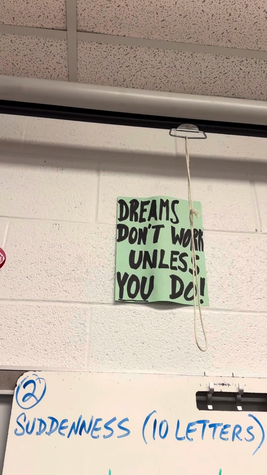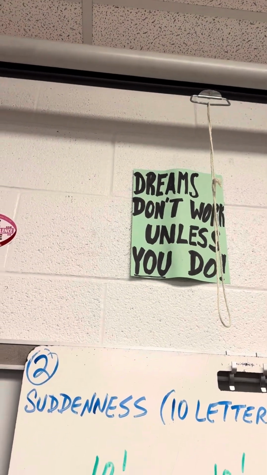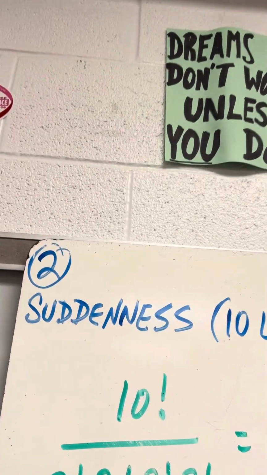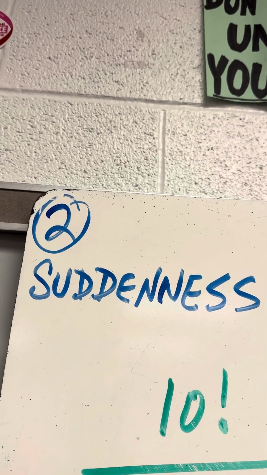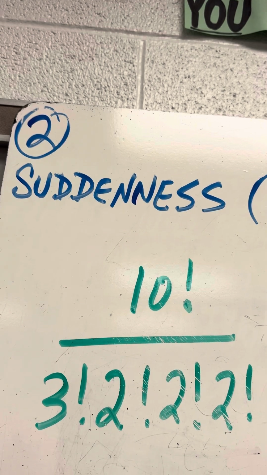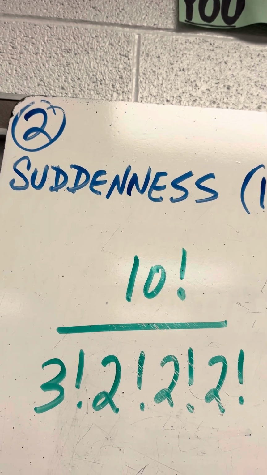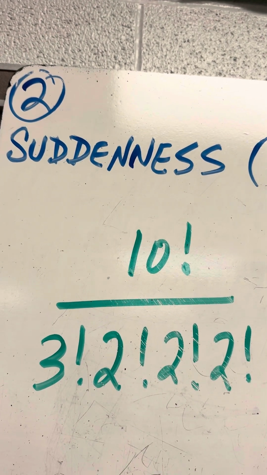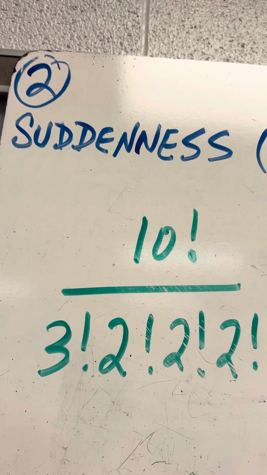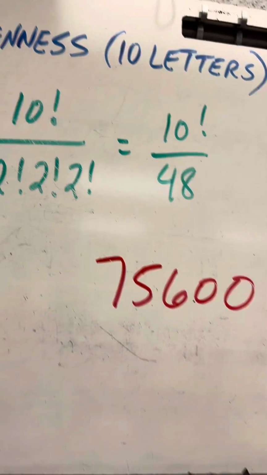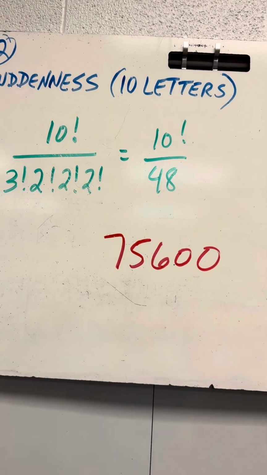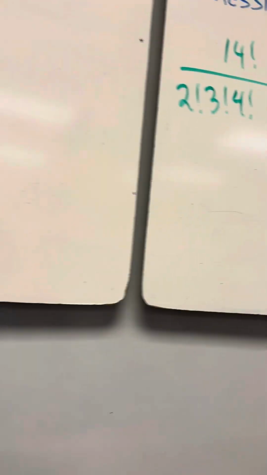Suddenness, 10 letters. That's going to be 10 factorial divided by, how many S's are there? 3. How many D's? 2. How many E's? 2. How many N's? 2. Okay. So that's 10 factorial, also divided by 48, which will give you 75,600.